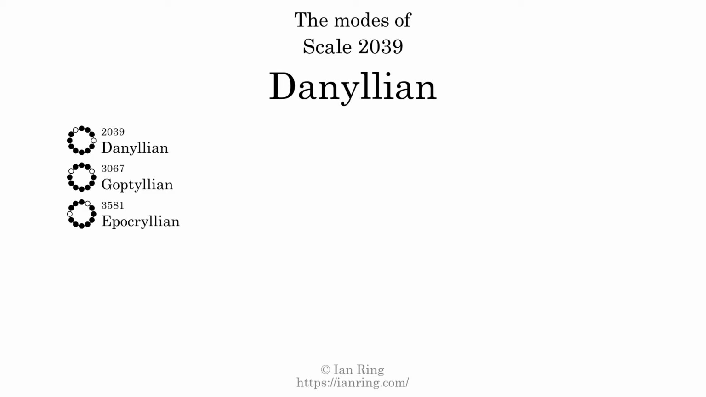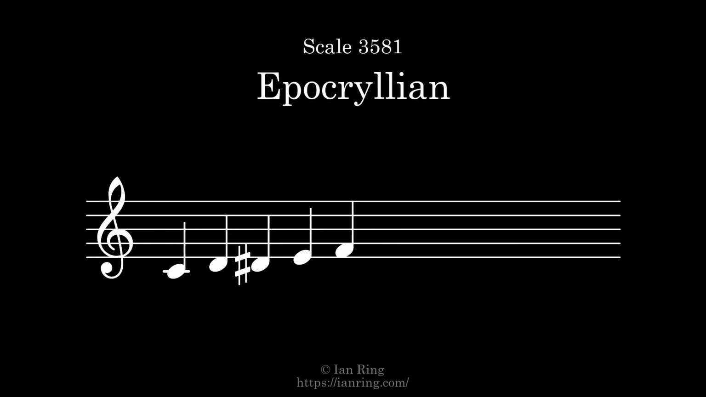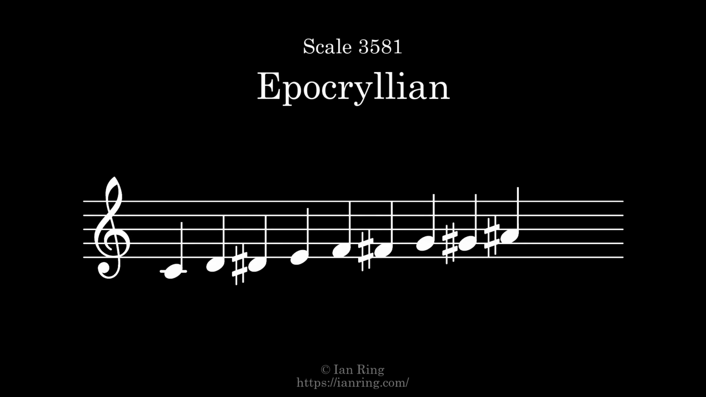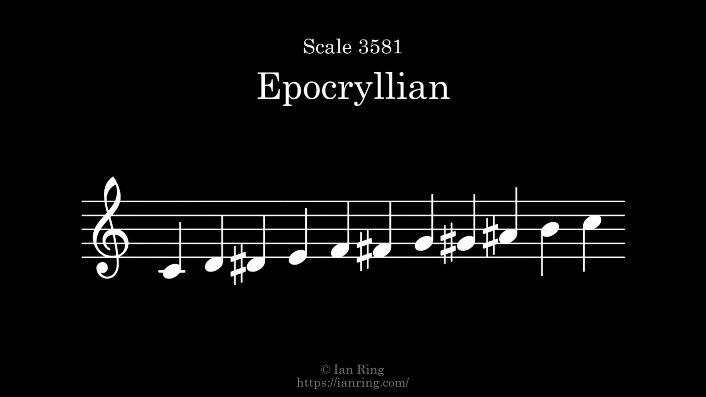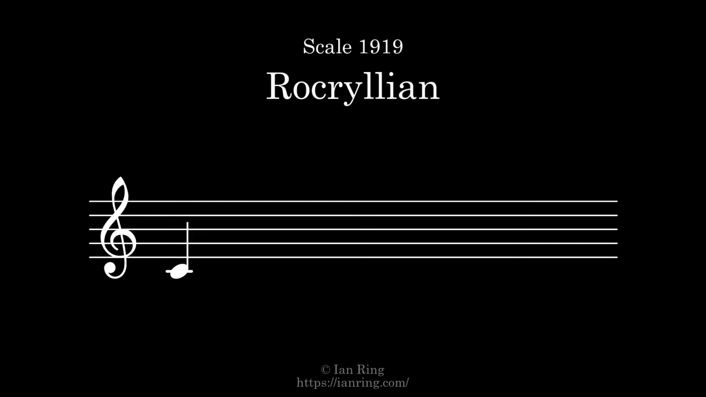The third mode is scale 3581, also known as Danyllian. It sounds like this. The fourth mode is scale 1919, also known as Danyllian. It sounds like this.